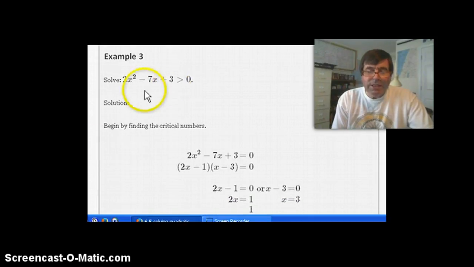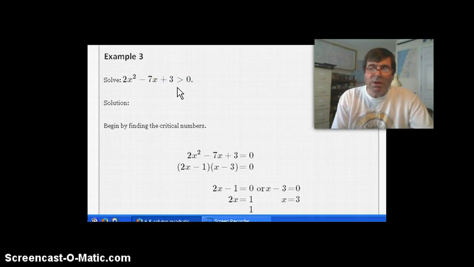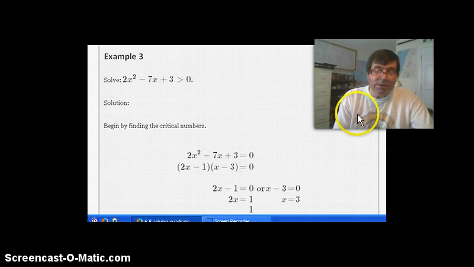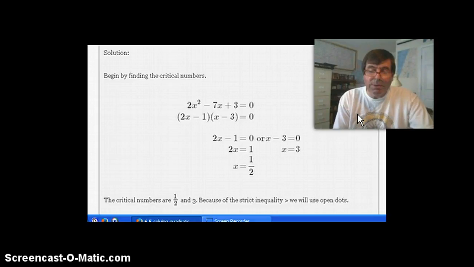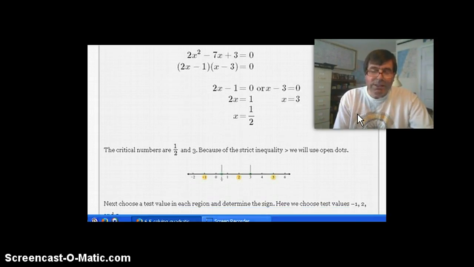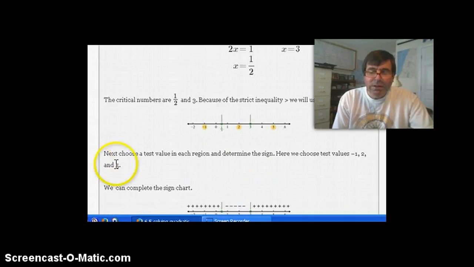Again, here's the second. It's a quadratic. Notice the a term before the x squared. And notice here I'm looking for where it's greater than 0. So it can't be 0. It has to be greater than 0, so it has to be positive. Does that make any sense? So I solve it as if it was a quadratic. I have these two critical numbers. I plot them on my number line. And then I pick these values. They're called test values.